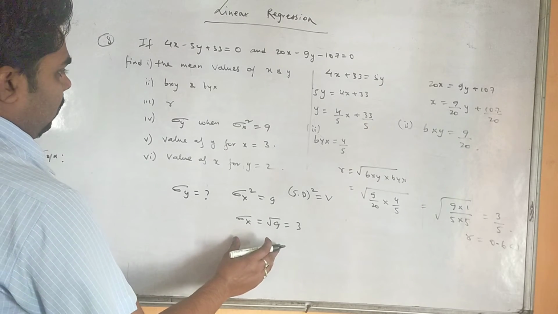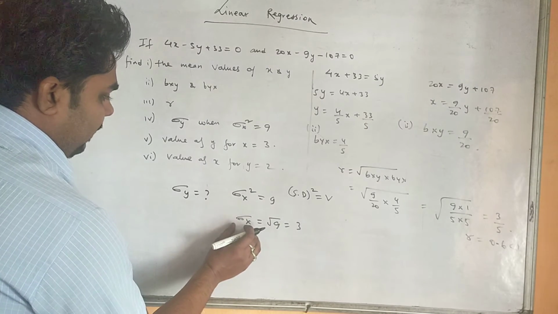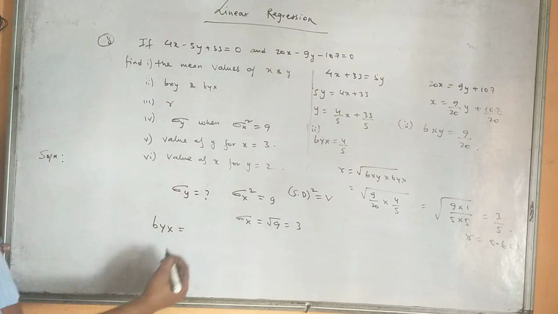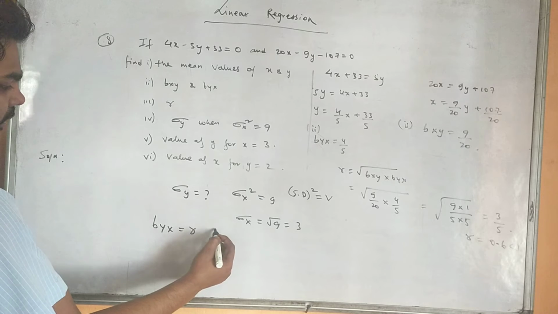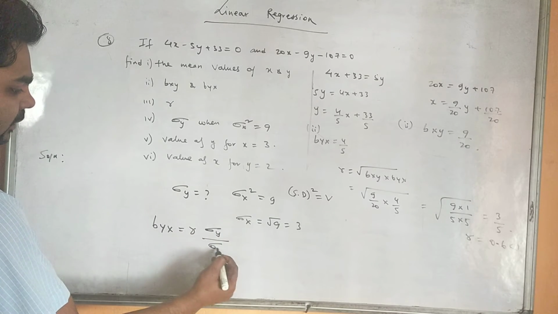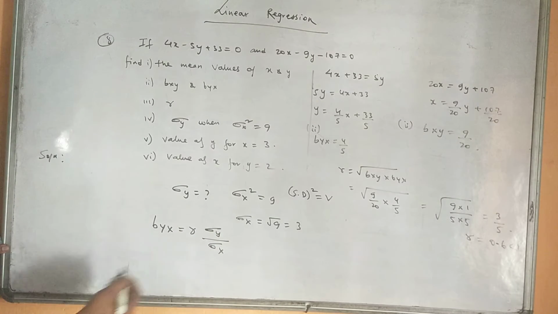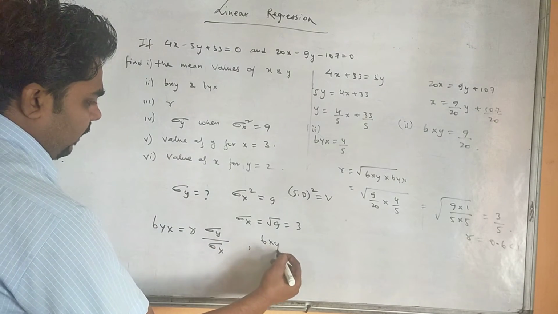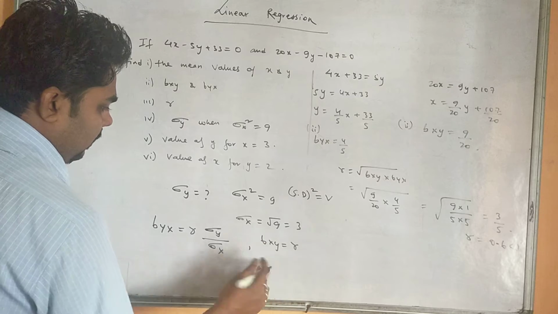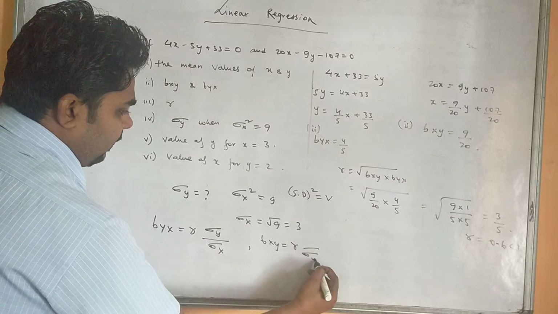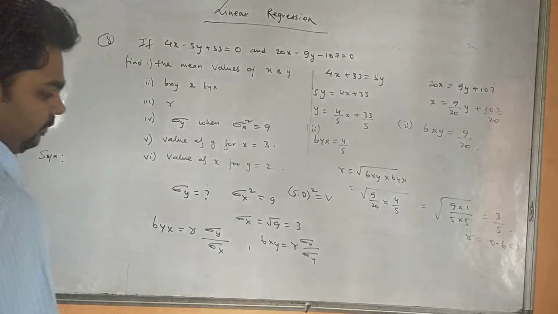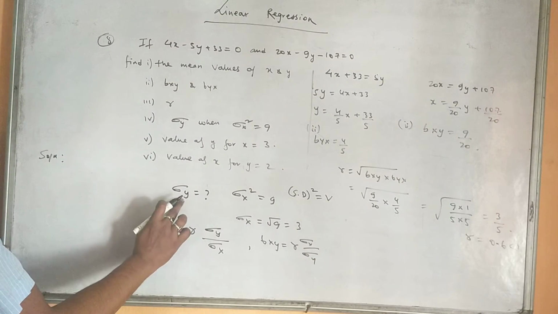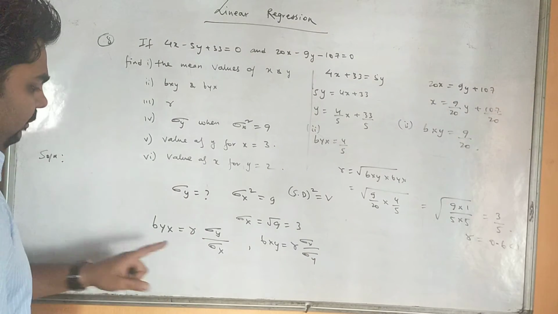So you see, after getting sigma x, we'll substitute in this formula, byx equals r sigma y by sigma x. This is the formula, right? In the first class I have given this formula. You can use this formula also, bxy equals r, here the right hand side is y, so down will be sigma y, up will be sigma x. Okay, so in any of the equations you substitute, you will get the value of sigma y. Okay, so for example I am substituting in this equation.